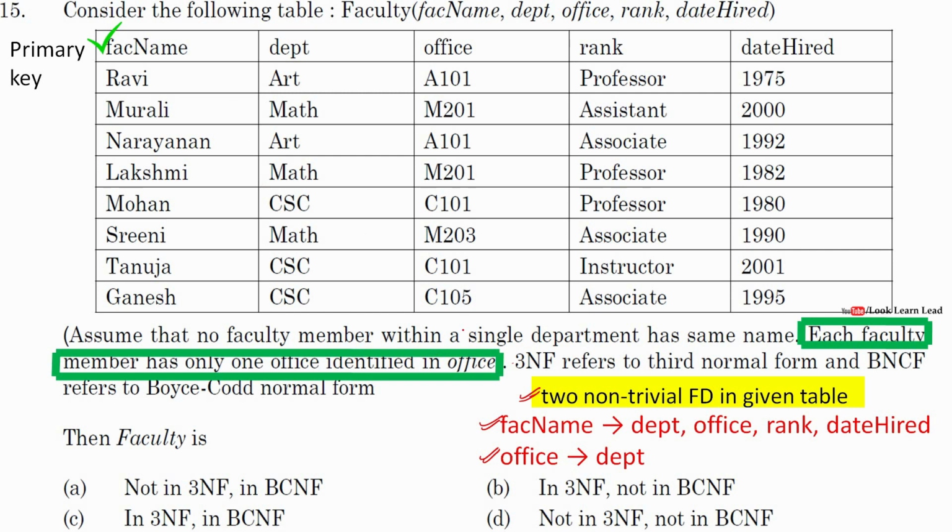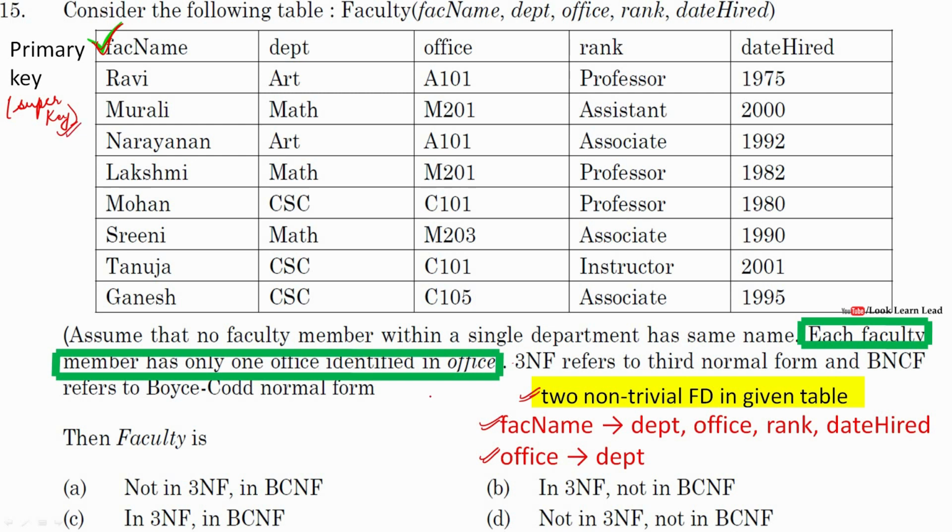That means the name of the faculty is the primary key. If faculty name is the primary key, it can be considered as a super key. We select a primary key from the set of super keys only, no? So if the faculty name is a primary key, then it is a super key.